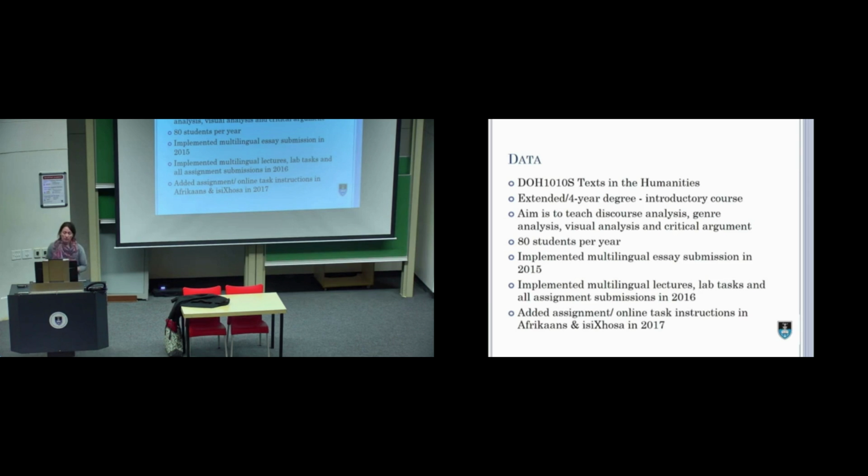So the course, as I said, it's DH 1010 Text in the Humanities. It's part of the extended 4-year degree. The aim of the course is to teach discourse analysis, genre analysis, visual analysis, and critical argument. And we're building these skills so that students can then succeed in their majors, in the different majors. Our course is really focused on the BA side of the humanities degree programs. And there's another course that emphasises the BSOC side of things. We have around 80 students per year. I think we've got 86 signed up for this year.